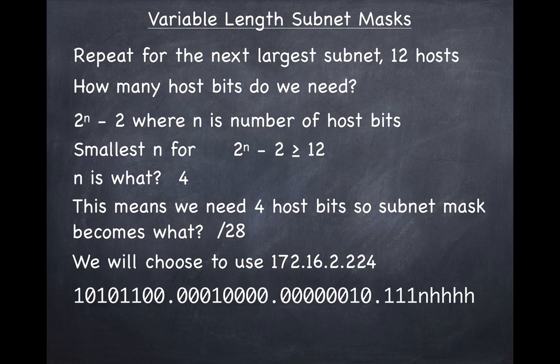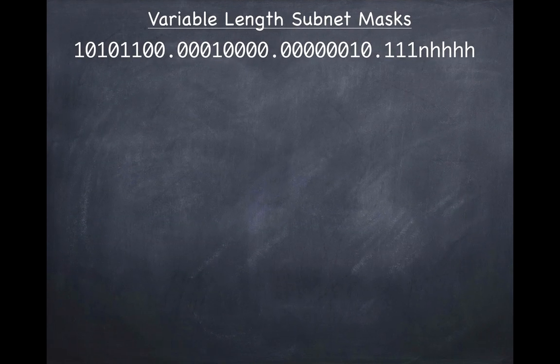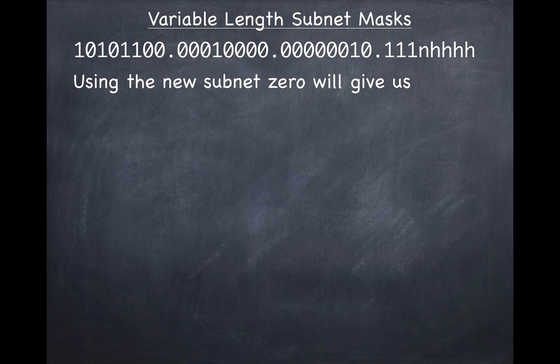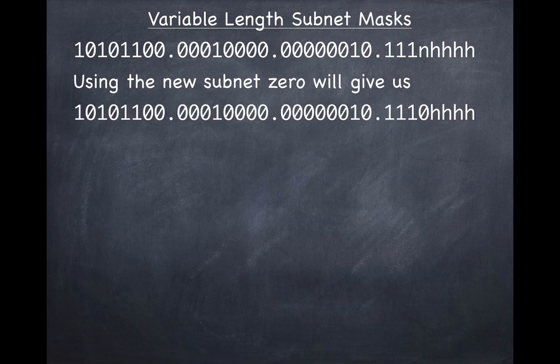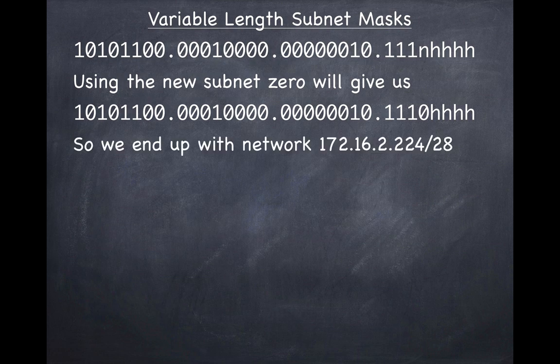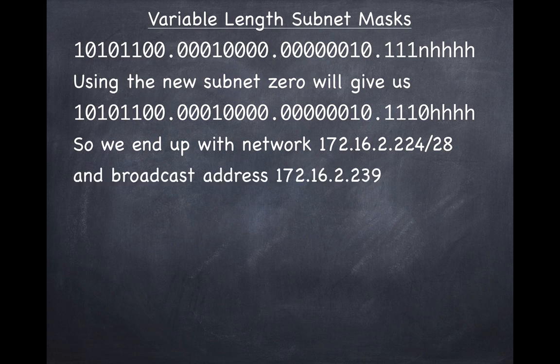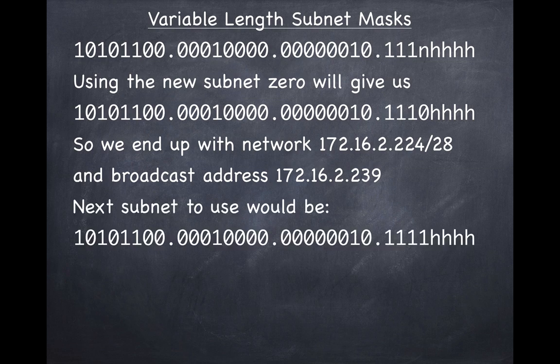So what we would do is we would start with 2.224, which is represented by this. We have the 4 host bits and 1 new network bit. Carrying that to the top of the page and setting that new subnet bit represented by an n to 0, setting all the host bits to 0 for the host address would give us 2.224/28. And if we set all the host bits to 1, then the broadcast would be 2.239.